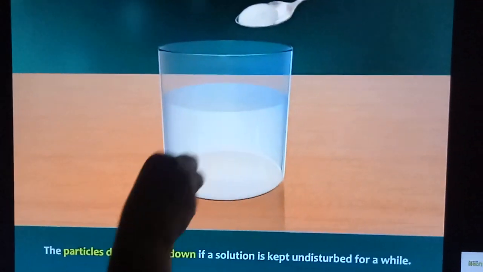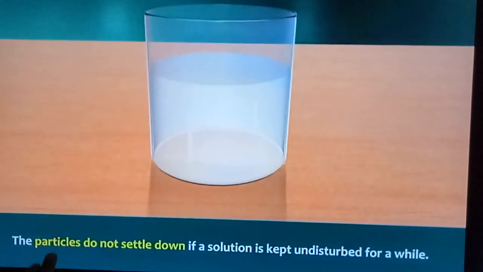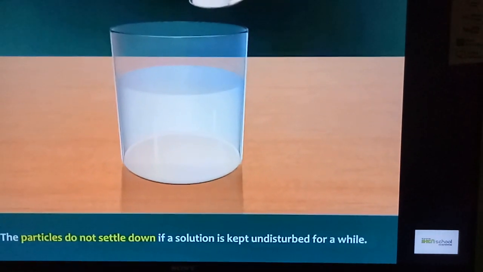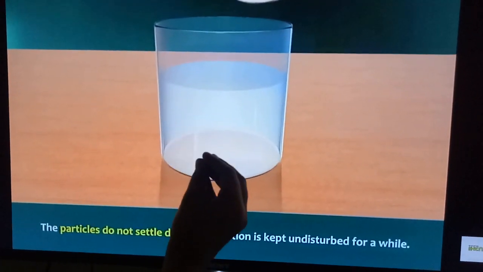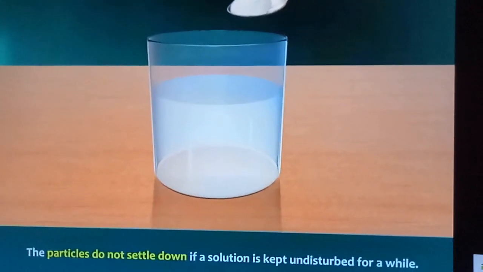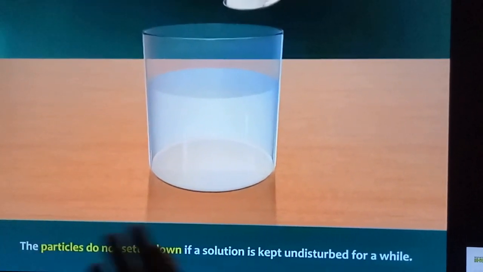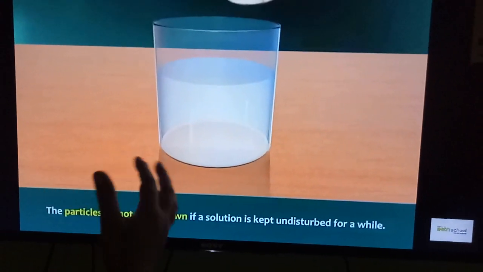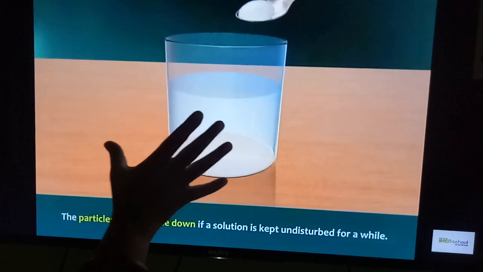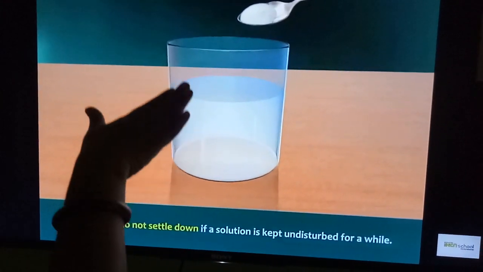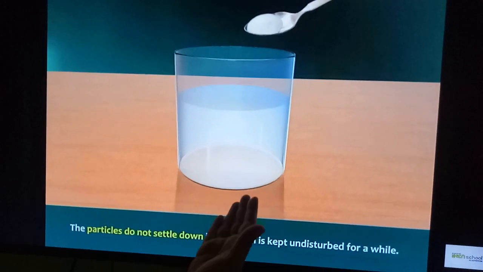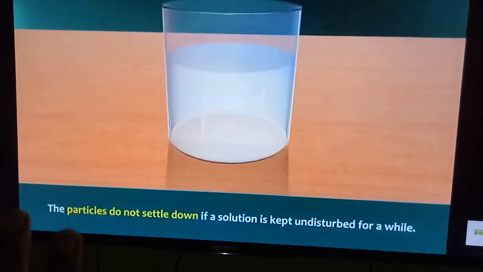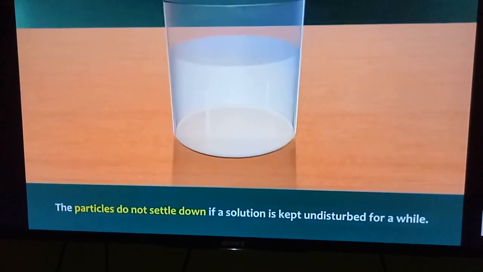Now here you can see that when you add the salt, the particles of the salt will not settle down if the solution is kept undisturbed for a while. When you add the salt, stir it and dissolve it, all that salt gets dissolved in the water. Water is the solvent and salt is the solute. If you keep that beaker like that, you see that the particles of the salt are not visibly settling down. So true solutions are quite stable.